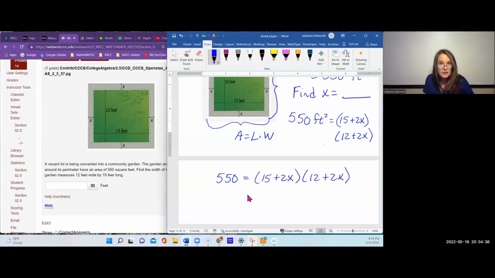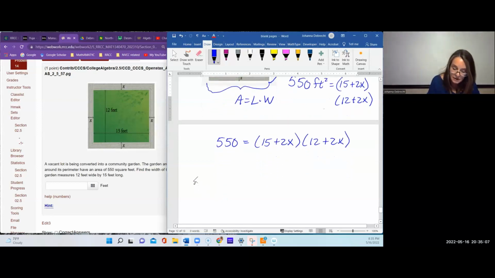Now, how are we going to solve this? It's not a squared thing, so I can't use the square root property. I could multiply this out, and then I could move the 550, and then I would have a choice between completing the square, factoring, or the quadratic formula. Let's go ahead and do that now. All of those methods require one side of the equation to be 0. So we're going to use FOIL to multiply out the right-hand side, and then after that, we'll move the 550.